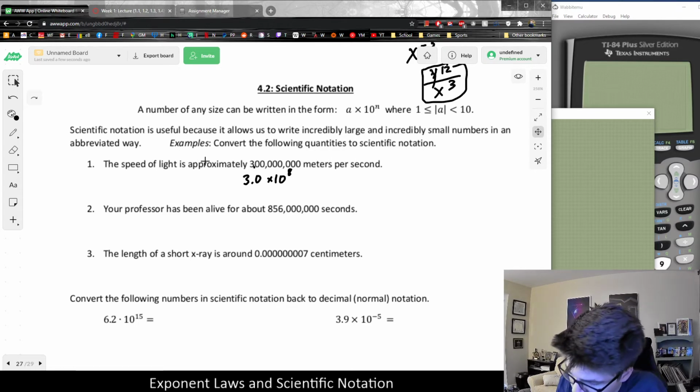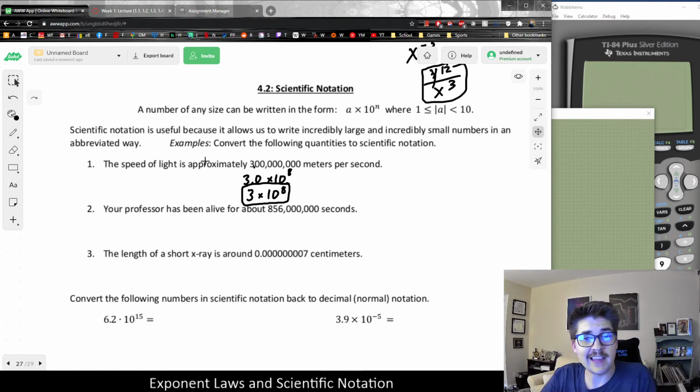But no, of course not, because 3 is a whole number. You could just write that as straight 3 times 10 to the 8th, and that's fine as well. Since, again, that leading number is between 1 and 10, we are fine either way. And that would be approximately the speed of light. Now, if we wanted to use that, say in distance equals rate times time, it's going to be easier to work with that number.